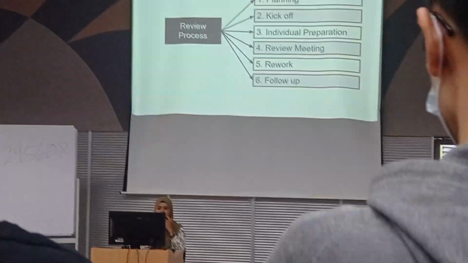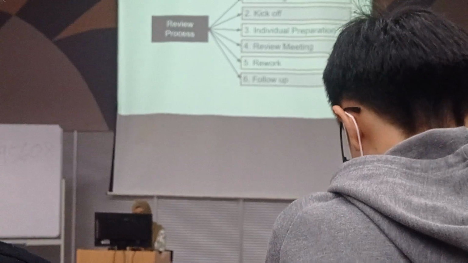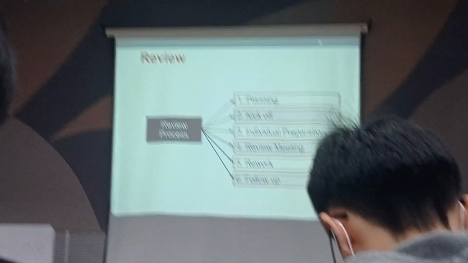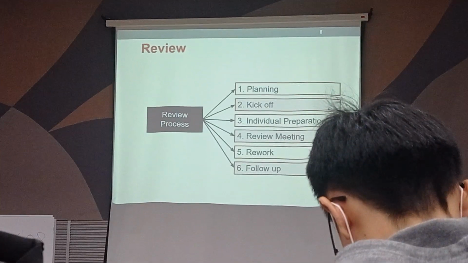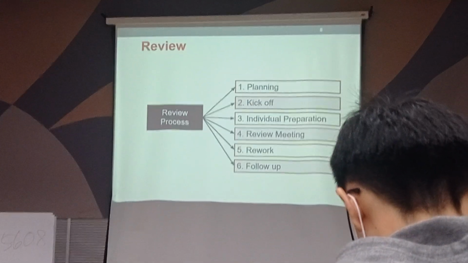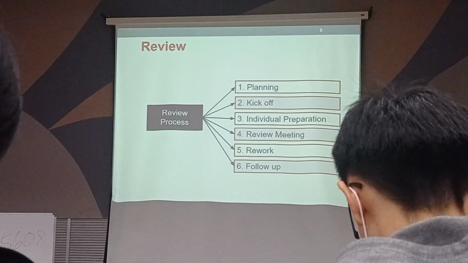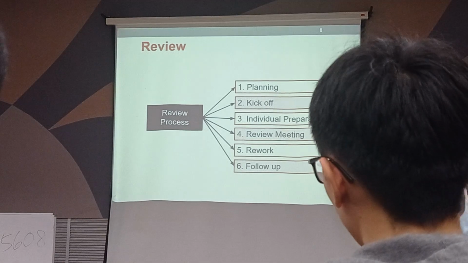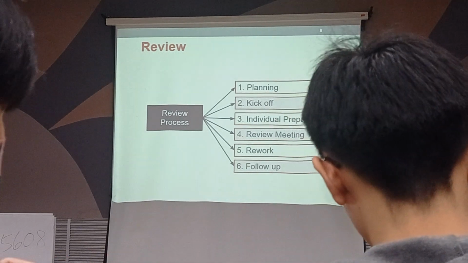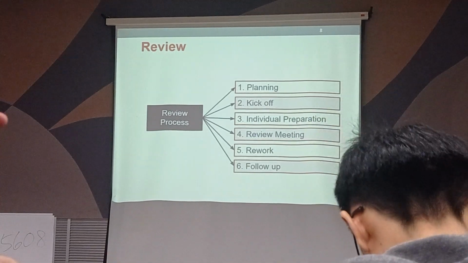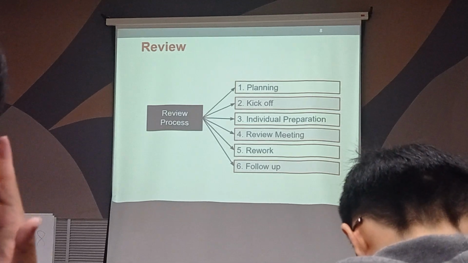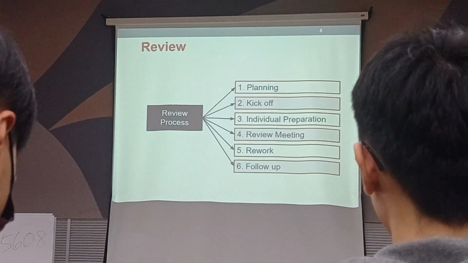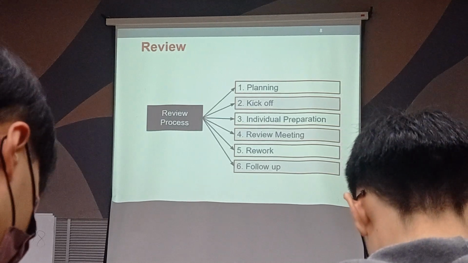Then in the third phase, review process or individual preparation, what is happening? Who is involved in the individual preparation? Reviewers. Only the reviewers. The other members of the review team are not doing anything. So individual preparation will be done by the reviewers.